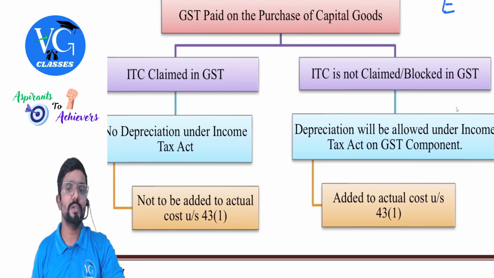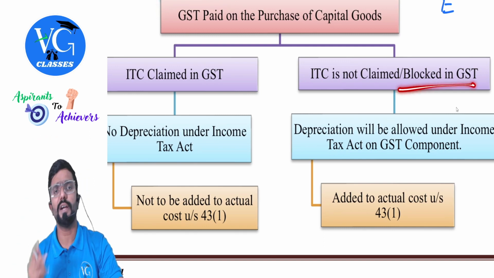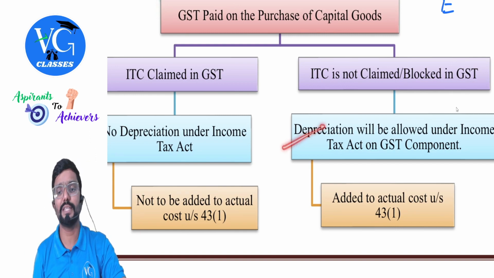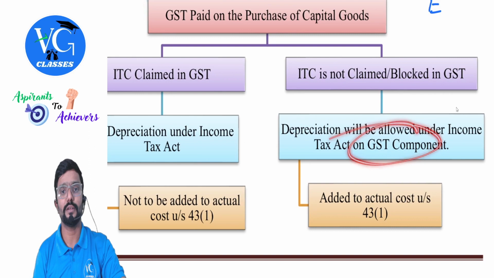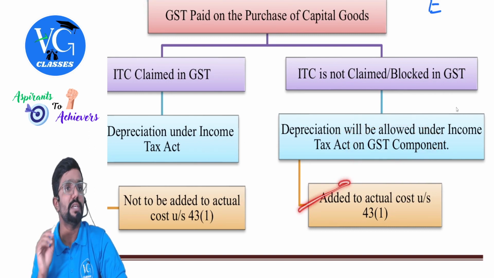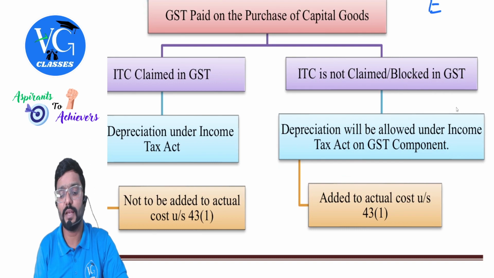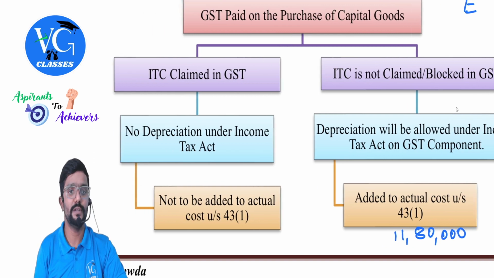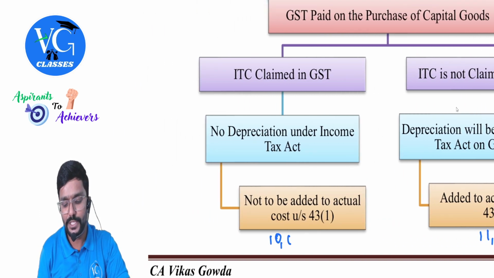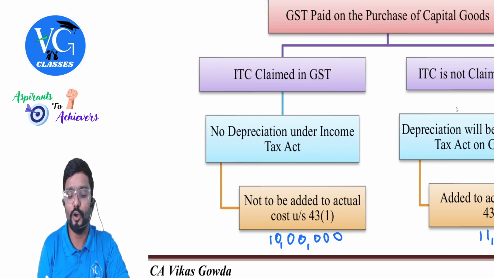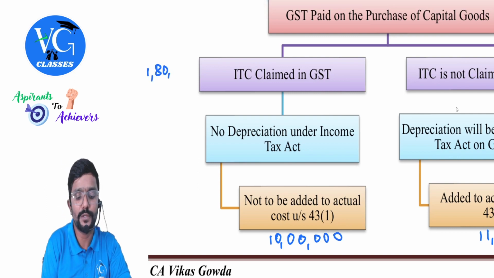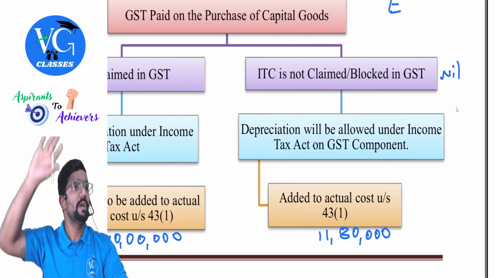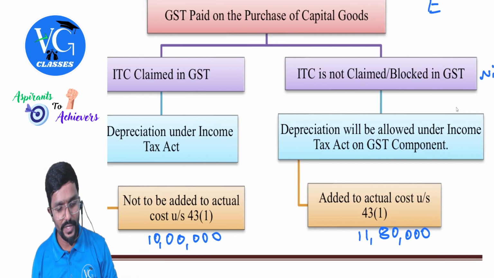Coming to the other part. No, sir, ITC is not claimed or else it is blocked in GST. Then I am left with only one option now. Depreciation will be allowed under the income tax on what? GST component. So can I add that GST component to the actual cost? Yes. As per this example, what will be the cost of the asset to claim depreciation? 11 lakh 80,000. Whereas as per the other case, it will be 10 lakh, because I have claimed the credit of 1,80,000. Let me write nil here. Understood? Yes.